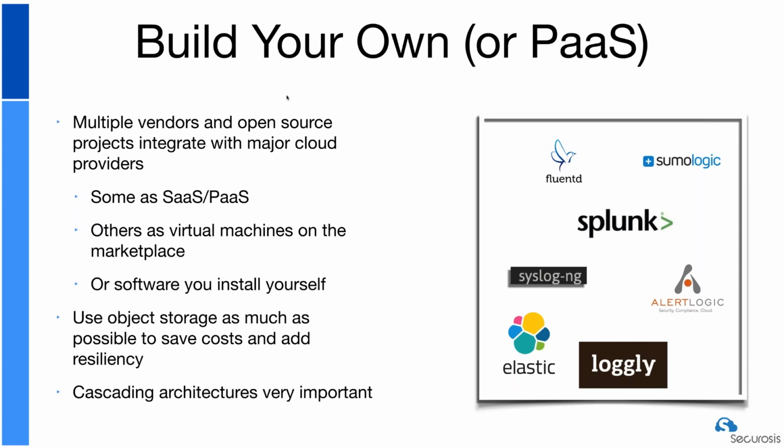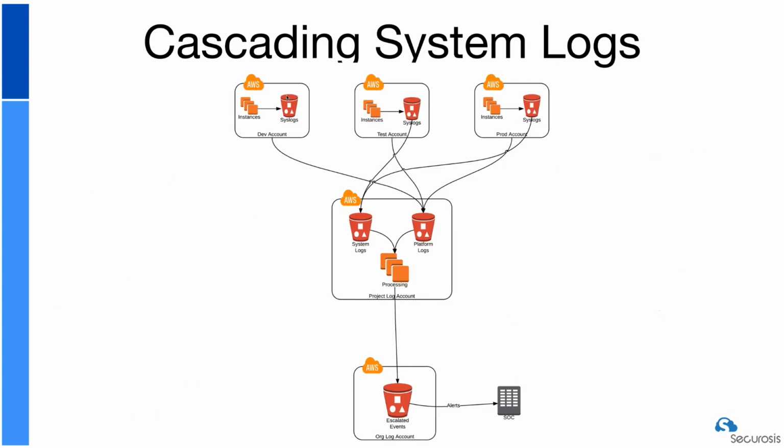Cascading architectures do start to become really important here. Again, it's all about managing capacity. It's all about making sure that maybe you collect some stuff locally and then you push security alerts off into a different part of your environment, which would look something like this, where you have your multiple accounts dumping syslogs into S3 buckets. Those can all feed into that project log account, and that's where you have some processing running. FluentD can do a lot of this. FluentD can process those logs, filter, and then just send the escalated events someplace else, which is eventually what goes into your security operations center.